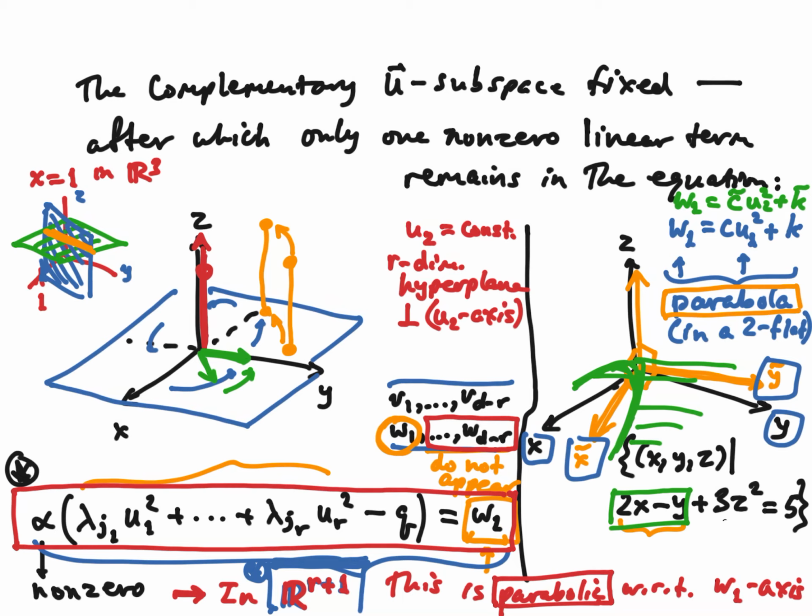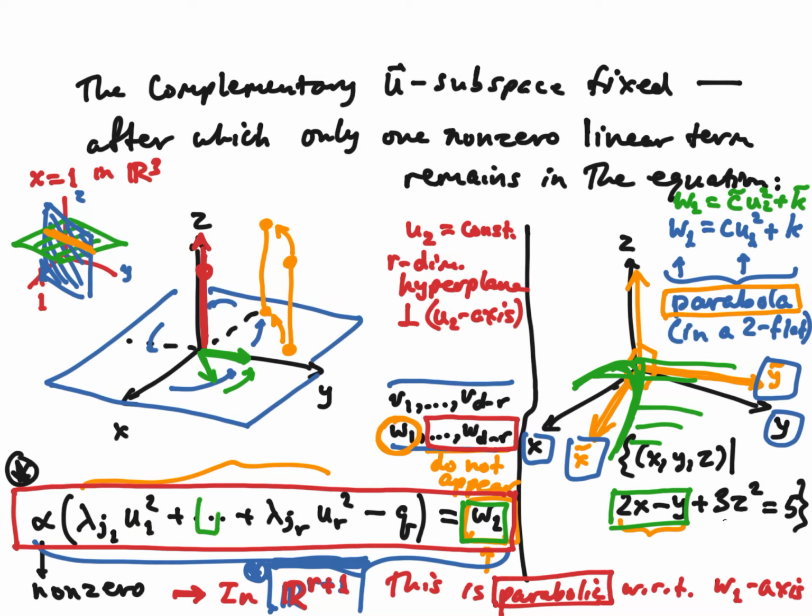Right, the constants there would not be the same, obviously. C tilde and k tilde would not be the same as c and k. But the point is you still always get a parabola in every one of those flats. So essentially, if I take the W1 axis together with, let's say, the U1 axis, I'll get a parabola. That cross-section of the object is exactly a parabola.